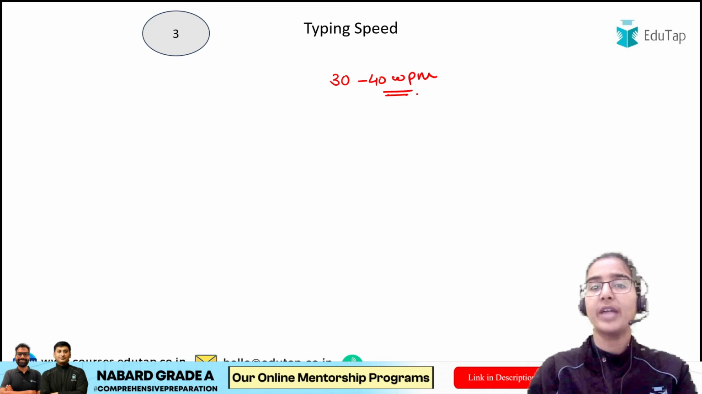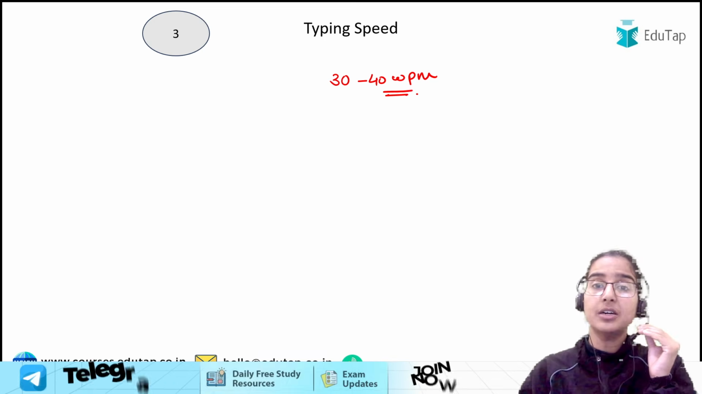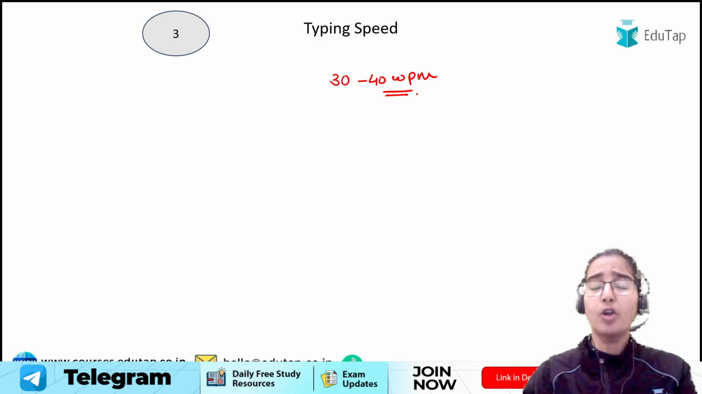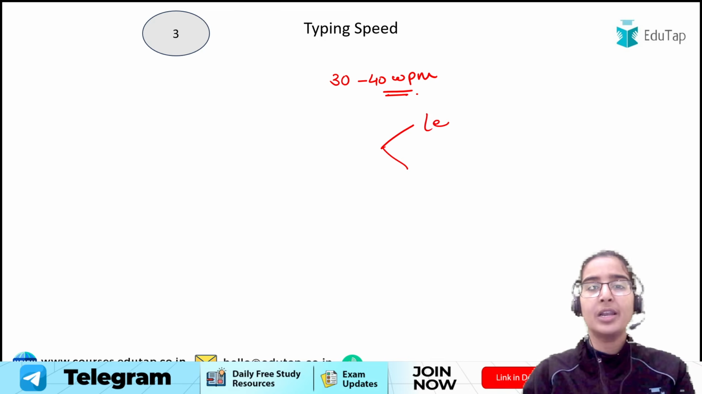So that is what your typing speed should be. And here again, students, a lot of you ask how to improve it. So there are only two ways. First of all, learn the fodder material.